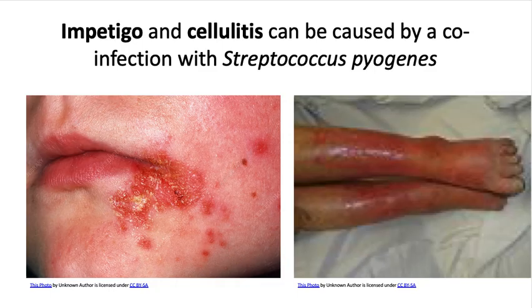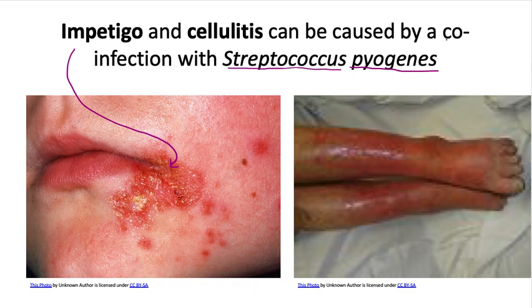All right, next we have impetigo. Impetigo, which is shown in this picture right here, is a lesion on the skin that often has a little bit of a crusty or a patchy appearance. This can occur followed by an insect bite, a burn, or a scrape, or it can happen around the corners of the mouth. So impetigo can be caused by staph, but it also can be a co-infection with Streptococcus pyogenes.